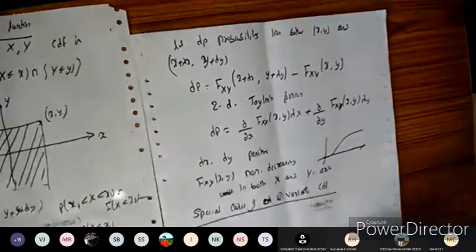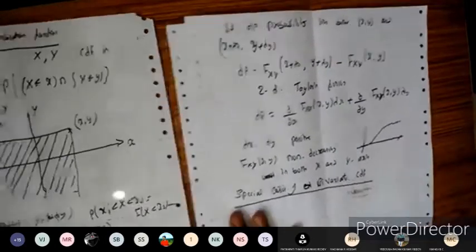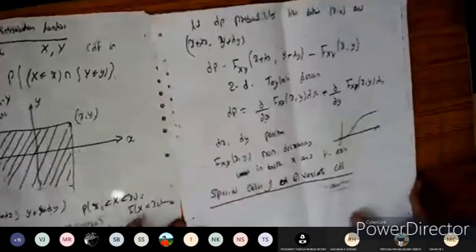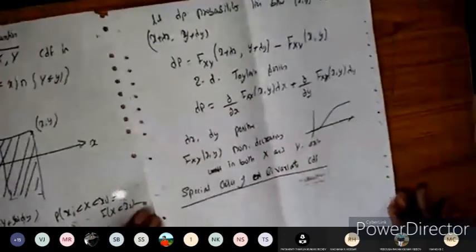Got the concept now? How the CDF will be defined? Any doubts with this concept? The concept is very simple. What we have defined, we are just extending here with the example we are giving. In the two-dimensional axis, we are giving the example.